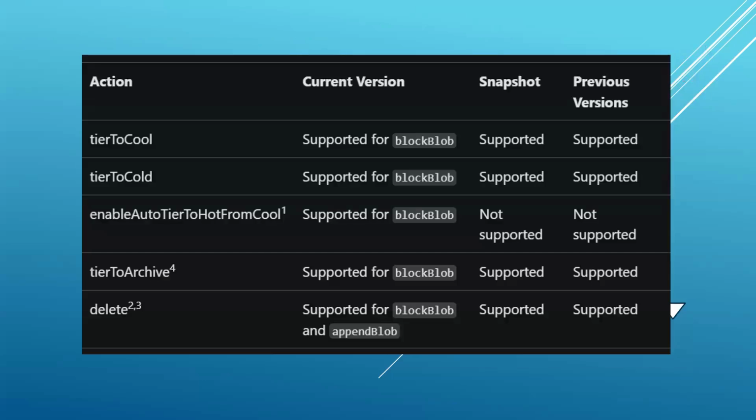Now on your screen, there is a snippet from the Microsoft website which confirms the action applicable to the blob types. As you can see, whether it's tier to cool, tier to cold, tier to archive, or enable auto tier to hot from cool, they only support block blob. But when it comes to the delete action, the support is for block blob and append blob as well. So this question can have multiple variations based on the action defined in the question condition. If the condition would have been delete, then obviously the answer would have changed from just block blob to block blob and append blob.